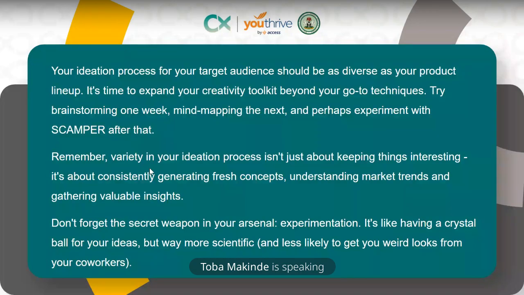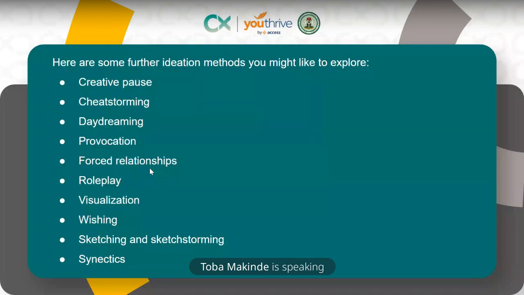All right. So here are some further ideation methods you might want to explore that I didn't highlight. I think the only one that's repeated here is provocation. So we have creative pause, cheat storming, daydreaming, forced relationship, role play, visualization, wishing, sketching, sketch storming, synectics. So these are other ideation techniques that you guys can research and look into as well.